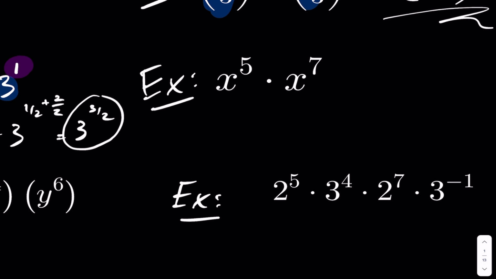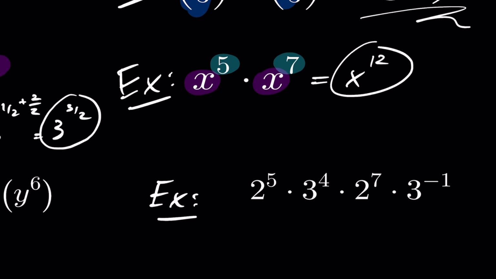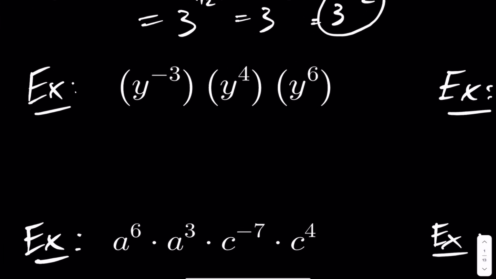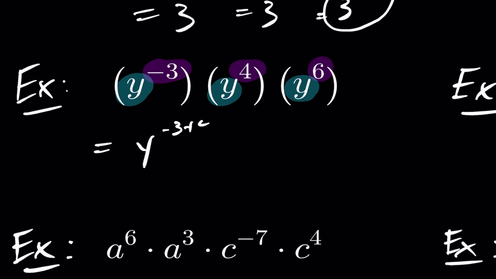So same rules apply. Also, the rules apply if your base is a variable. So in this case here, my base is x, I'm multiplying. You just add the exponents. This becomes x to the power of 12. Continuing on here, you can also have a sequence of them. Don't just have to have 2. So in this case here, you can see base is the same, base is the same, base is the same. I'm multiplying, so we're applying this operation all the way across. So this ends up being y to the -3 plus 4 plus 6 is y to the power of 7.